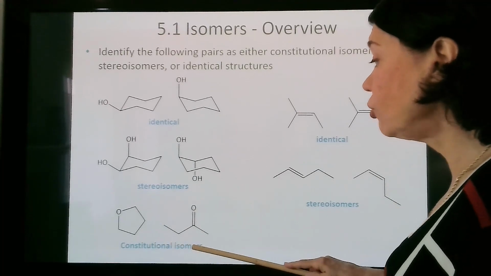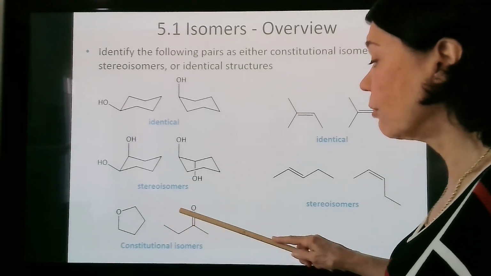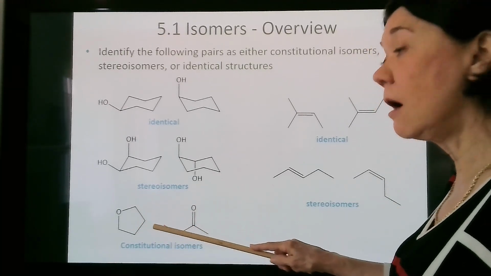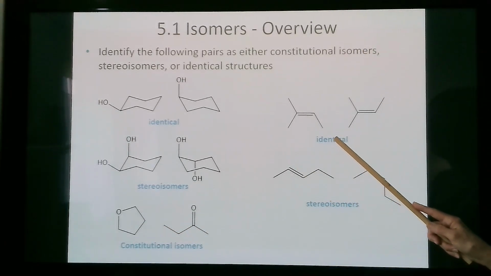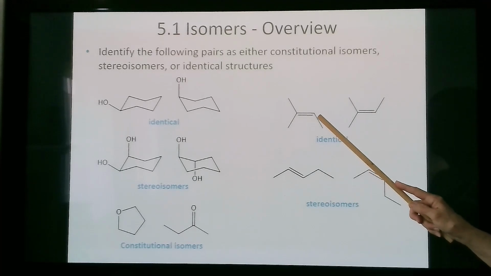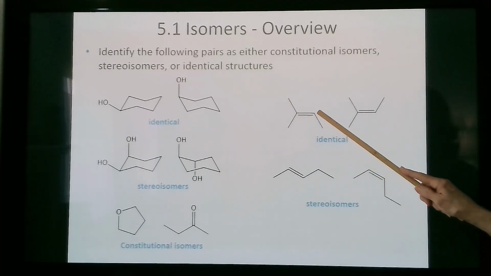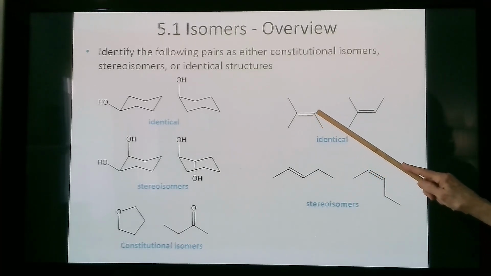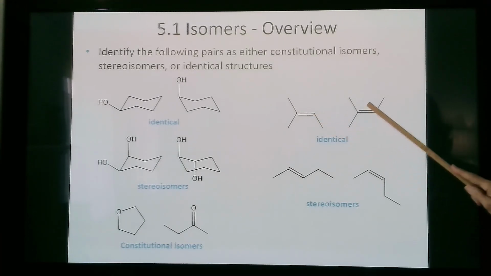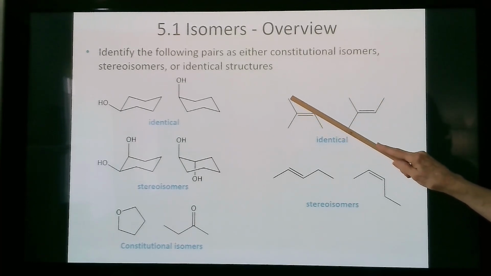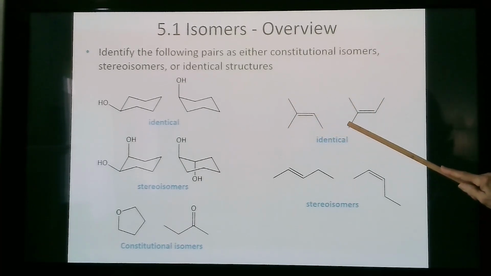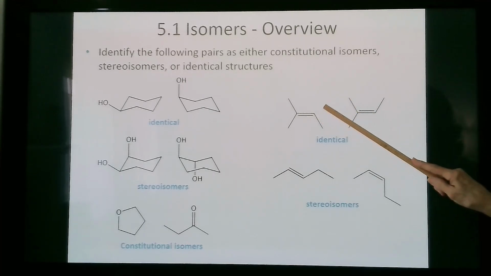These are constitutional isomers. They have the same molecular formula, but a different connectivity. These molecules are identical. You can see that one of the ends of the carbon-carbon double bond has one methyl. Here it has one methyl. Over here, the other end of the carbon-carbon double bond has two methyl groups. This one has two methyl groups. These two are identical.